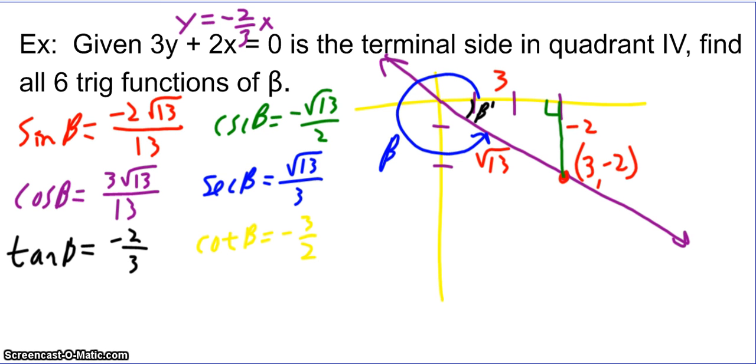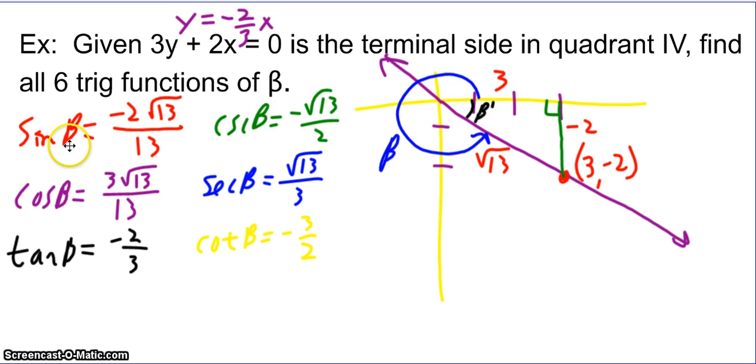Okay, so here you can see I drew the picture. This is the equation of the line, y equals -2/3 x. So I have a slope of -2/3, a y-intercept of 0. So that's this line. From that line, I got the point 3, -2. And then I drew this triangle. The hypotenuse is going to be √13. This angle here in blue is beta, so I'm actually using beta prime.